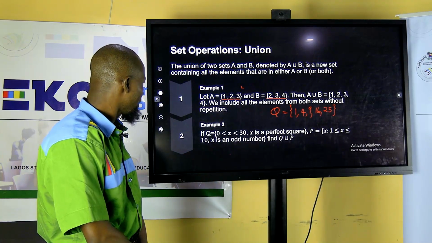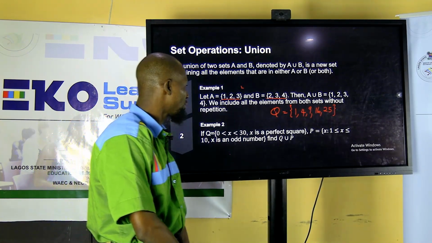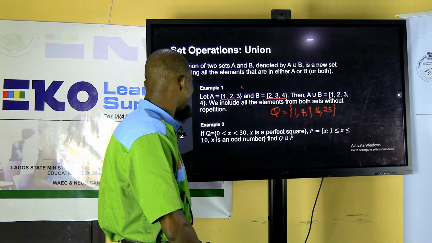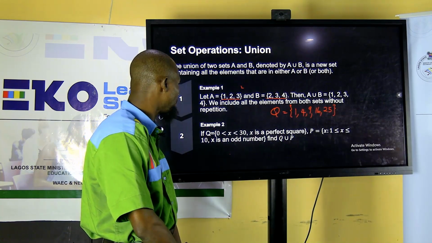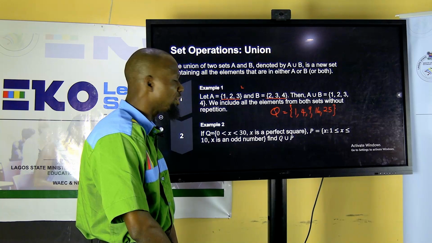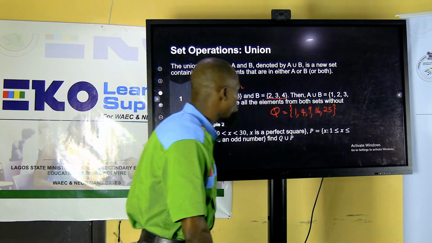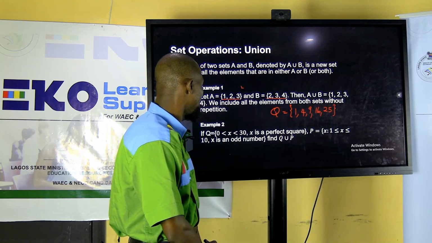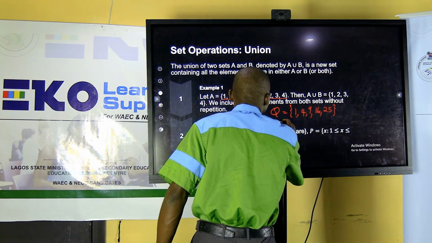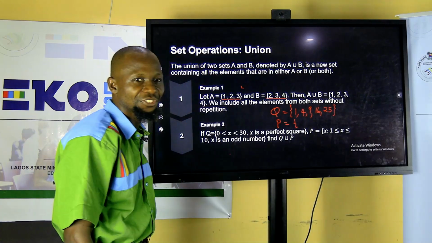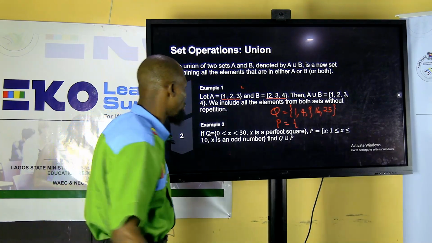All right. Set P is what? X, such that X is between 1 and 10, and X is an odd number. So it means we are looking for all odd numbers between 1 and 10. All right, so how do we do that? Odd numbers are numbers that are not divisible by 2.